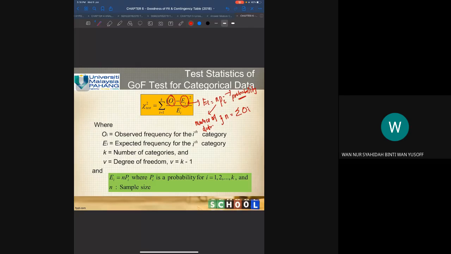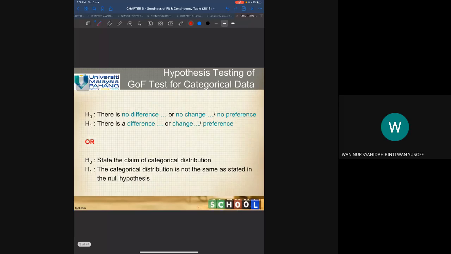This probability comes from the distribution of your data. Okay, so we have k here, the number of categories, and then we have the new letter there. Okay, so the hypothesis.